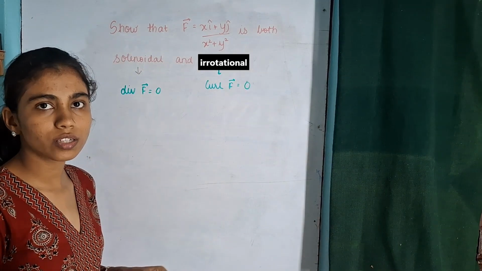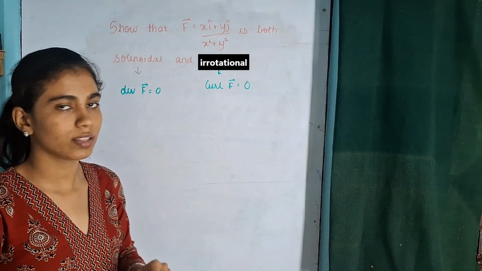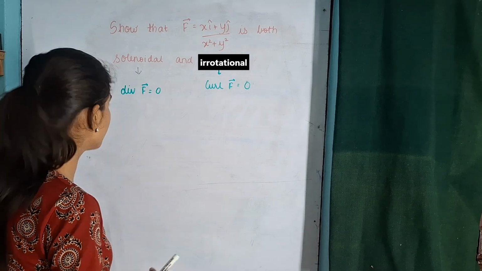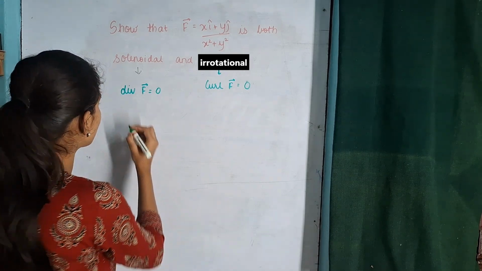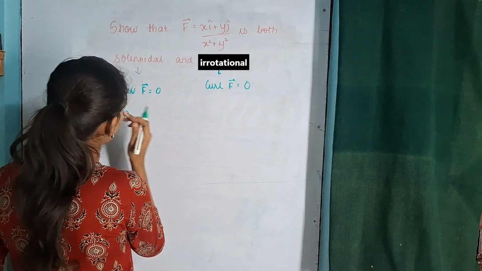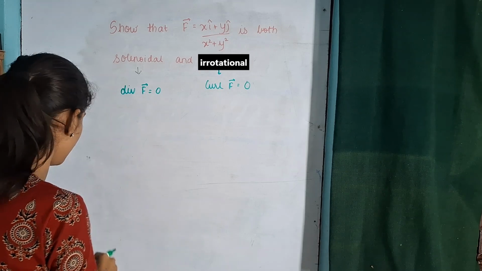If you just want to solve questions based on divergence and curl, I have already made a video based on that. So in this video, we will just understand how to prove f vector is solenoidal and irrotational. Let's start with solenoidal. Before that, we'll write down the equation. What is given in the question?